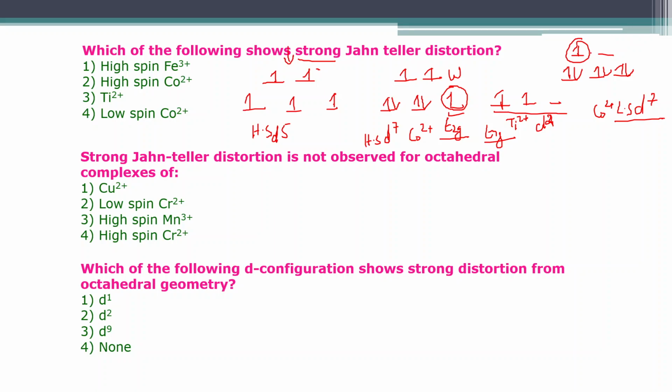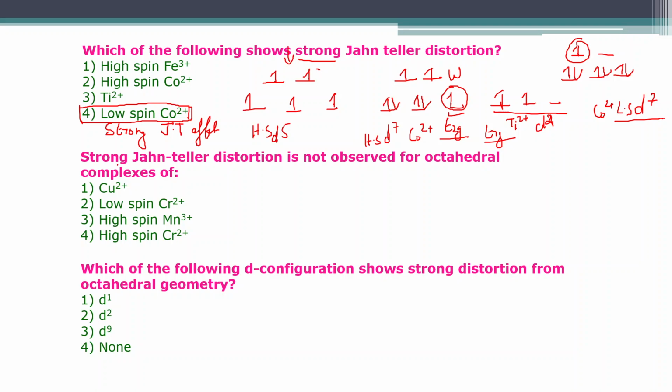uneven distribution in the eg orbitals, and that means this is the one that shows strong Jahn-Teller, and the option is the fourth option. This is showing the strong Jahn-Teller effect, or strong Jahn-Teller distortion.